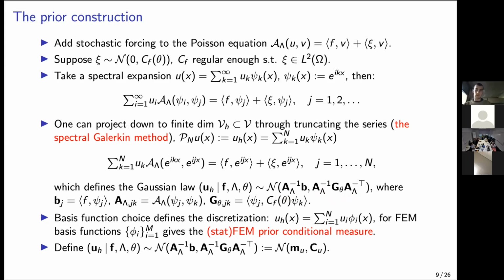Now, obviously, this is not a finite element discretization, and you can change the basis functions such that they're the phi i's that I showed beforehand for an FEM discretization, and this gives the statFEM prior conditional measure. And we can define, in the exact same notation, which I'm going to reuse throughout this talk, this prior here, which is conditioned on the right-hand side, the parameters in the PDE, and then the forcing parameters xi. And this is just a Gaussian, and I'm going to call the mean mu and the covariance C_u.